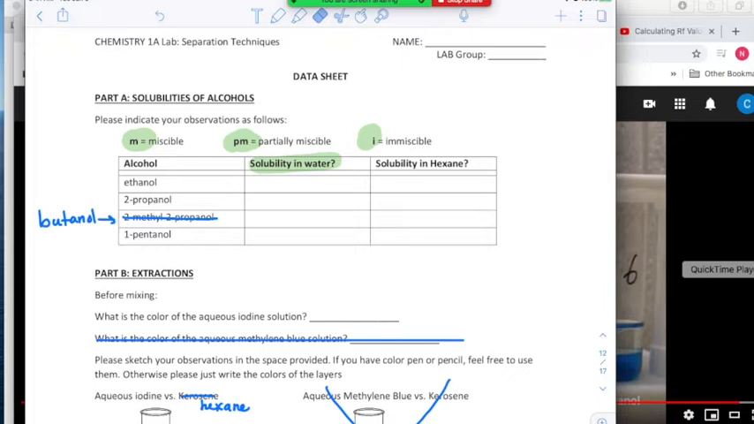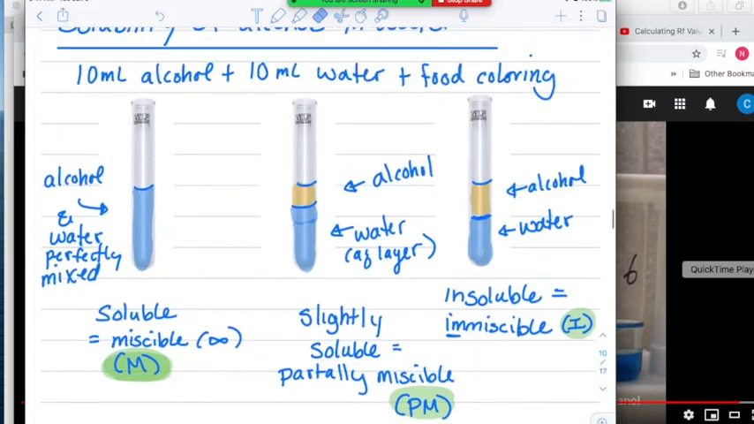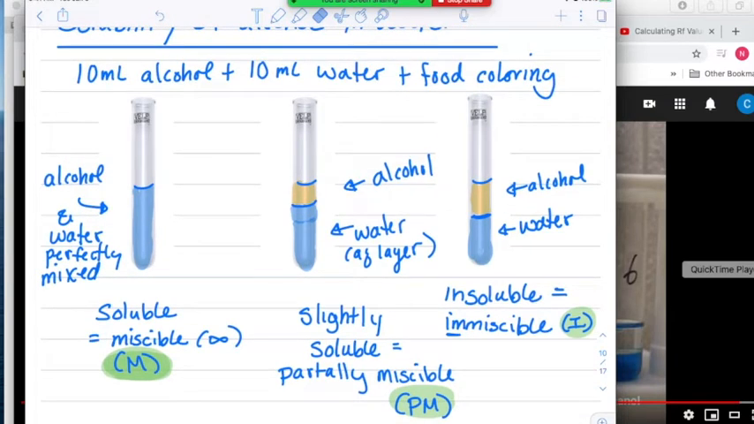so right now what we're looking at is seeing if the alcohols are soluble in water. The way you're going to determine if it's miscible, partially miscible, or immiscible is whether it is all one layer, that would be miscible. If it is two equal layers, then it is immiscible. And if you have two unequal layers, then you'll label it as partially miscible. So first off, any questions on how you're going to determine if it's miscible, immiscible, or partially miscible?